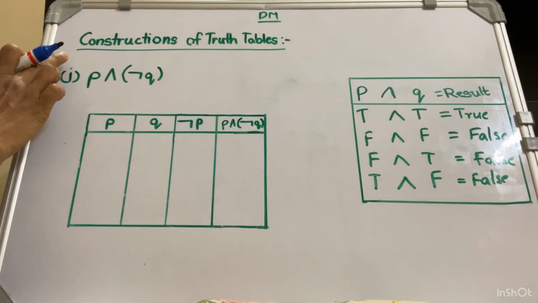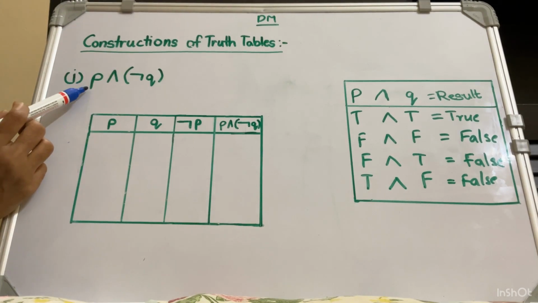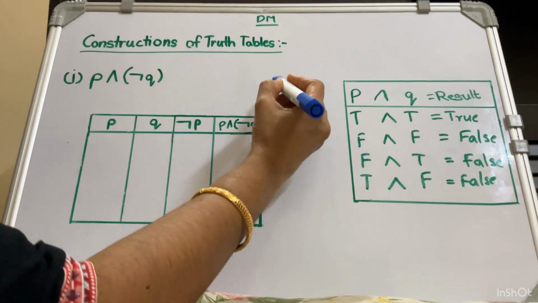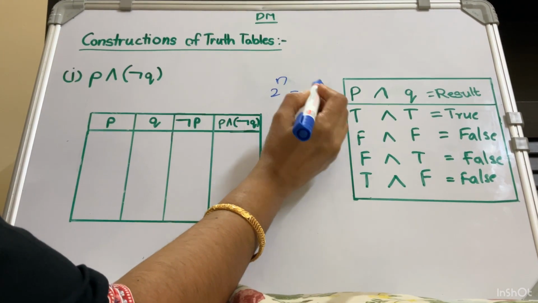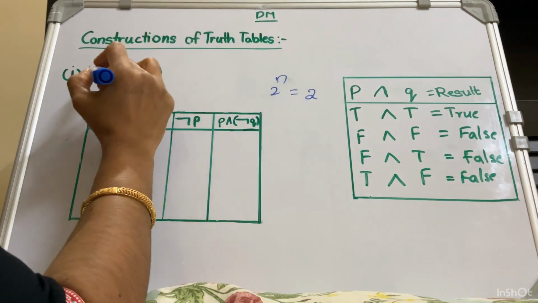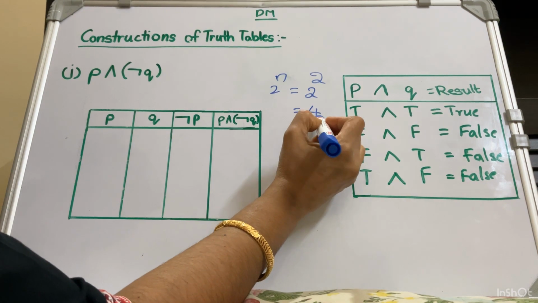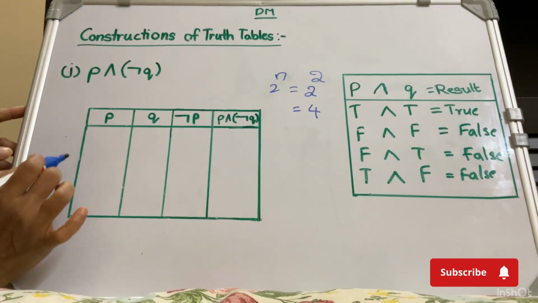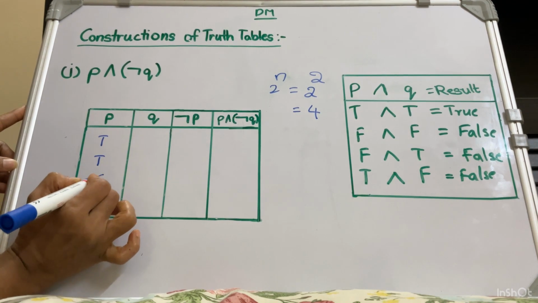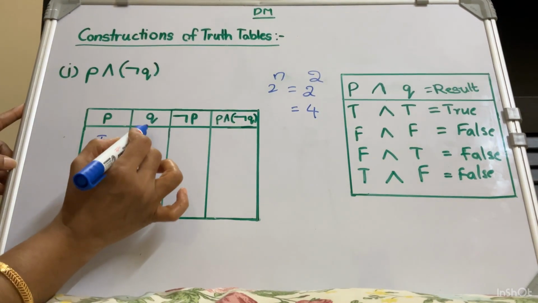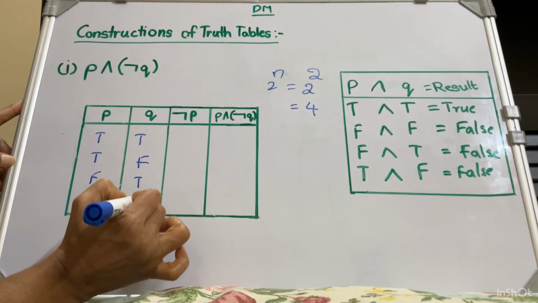Let's start construction of truth tables. Question: P conjunction negation Q. Here P and Q are two statements. So the total number of truth values is given by the formula 2 to the power of n, where n is the number of statements. Here P and Q are two statements, so 2 to the power of 2, overall 4 truth values. In the first column we should write 2 T's and then 2 F's. In the second column, first T then F, T, F.